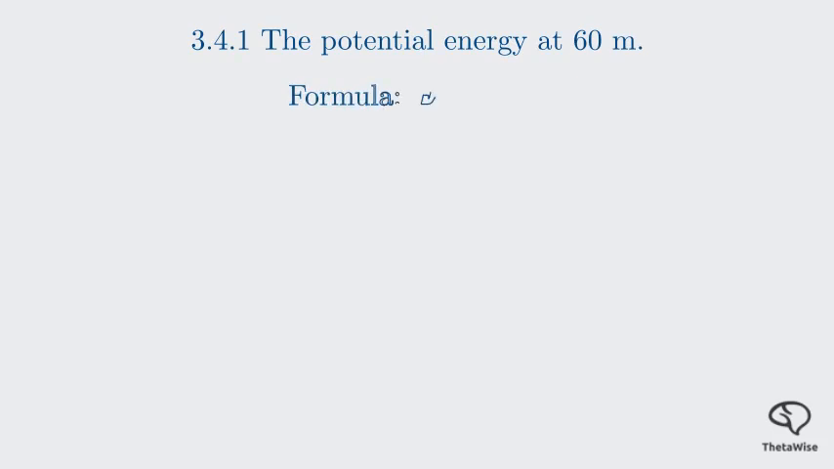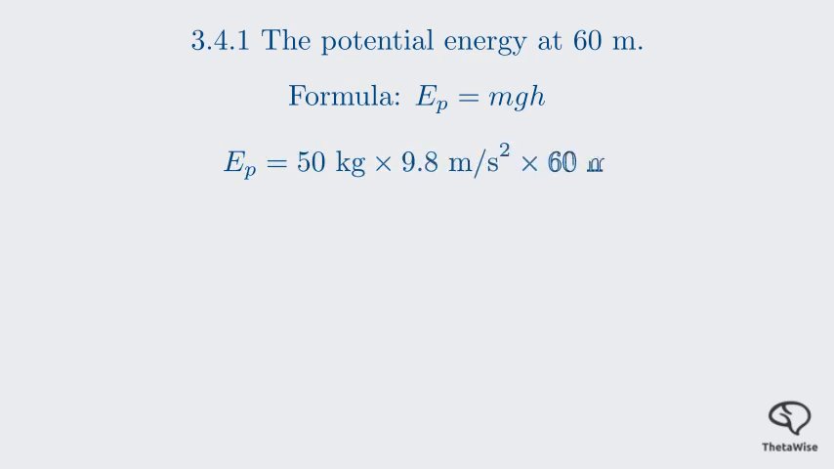First, let's calculate the potential energy when the object is at its highest point. The formula for gravitational potential energy, EP, is mgh. This formula tells us that potential energy depends on an object's mass, its height, and the strength of the gravitational field, which is g. We substitute our values. Mass is 50 kilograms, g is 9.8 meters per second squared, and the height is 60 meters. Multiplying these together gives us 29,400 joules.